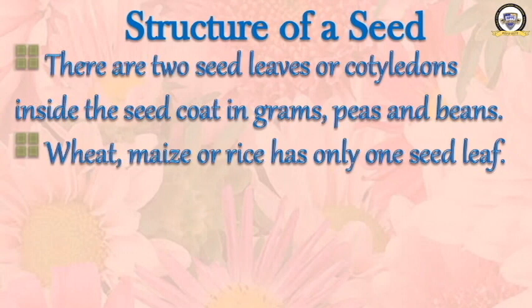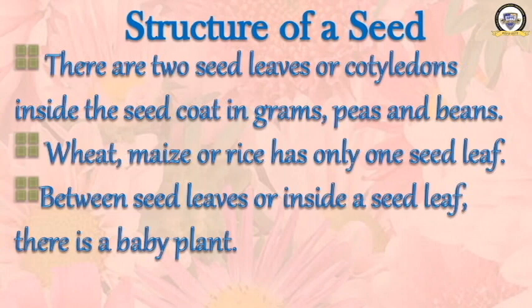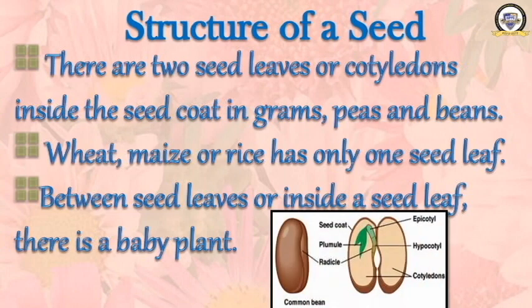Are you getting me? Whether two cotyledons are there, or only one, inside that seed a baby plant grows. In all the seeds there is a baby plant inside. Got it? Between seed leaves or inside a seed leaf there is a baby plant.